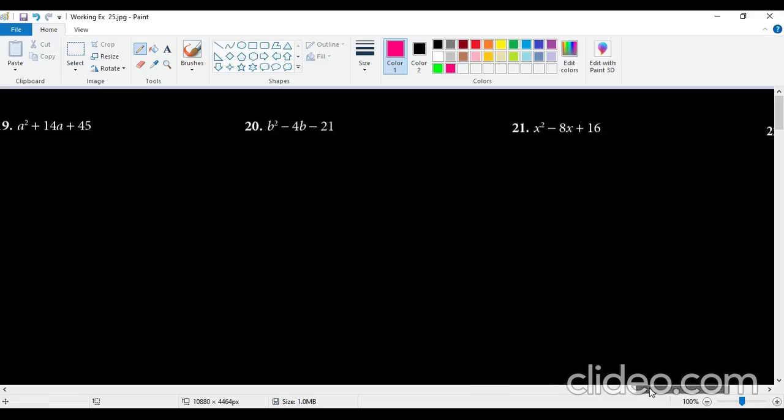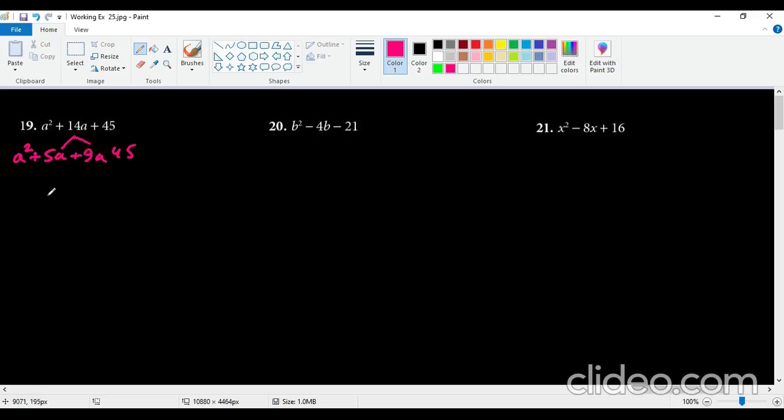For question number 19, I know very well that in here we have 45. That means 5 times 9 is 45, and 9 plus 5 is going to be 14. So a square and 45 I will write like this, and I will write plus 5a plus 9a to split this 14a in this way. So a minus 5 in bracket and a minus 5 another, copy down. Look at this one, it is plus 9a. You already have a, so you will write only plus 9. So a plus 9 and a minus 5 is going to be the answer for this question.